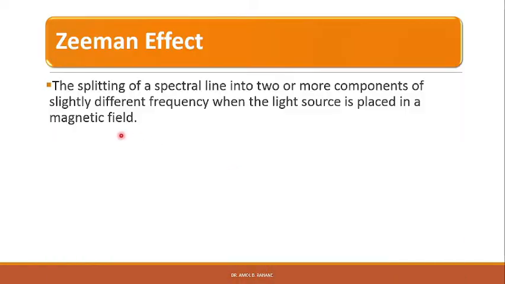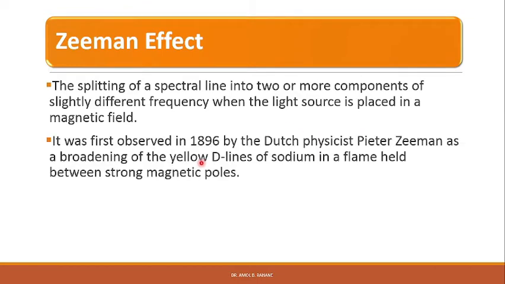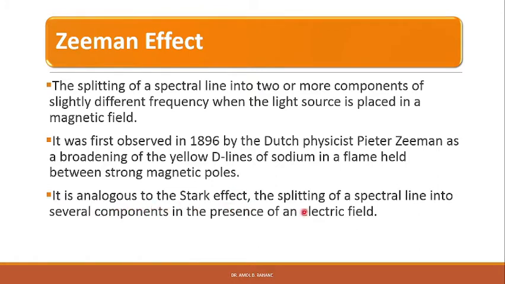The Zeeman effect is the splitting of a spectral line into two or more components of slightly different frequency when the light source is placed in a magnetic field. It was first observed in 1896 by the Dutch physicist Peter Zeeman as a broadening of the D lines of sodium in a flame held between strong magnetic poles. It is analogous to the Stark effect, that means the splitting of a spectral line into several components in the presence of an electric field.